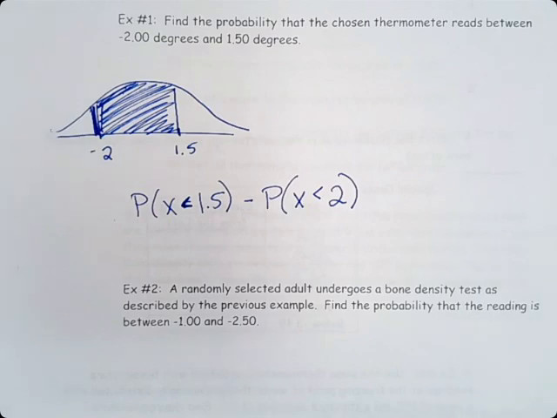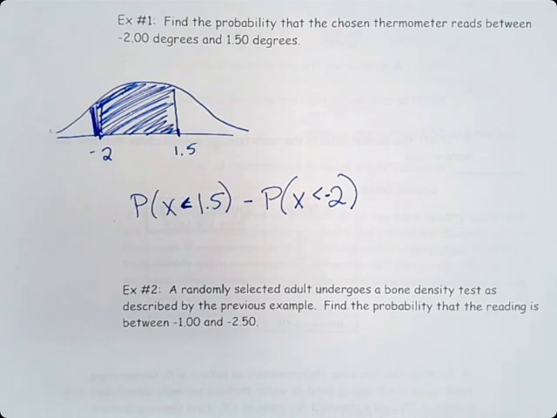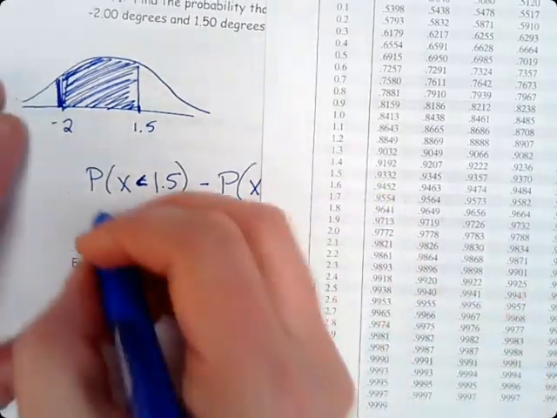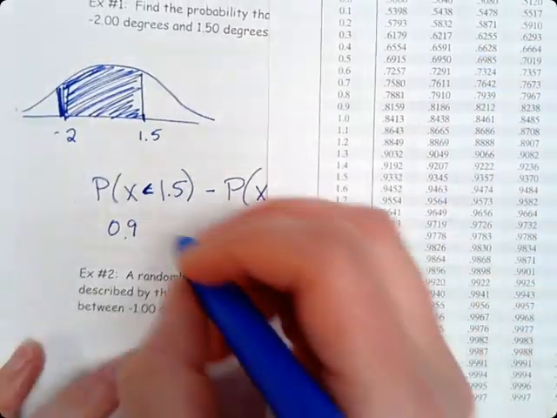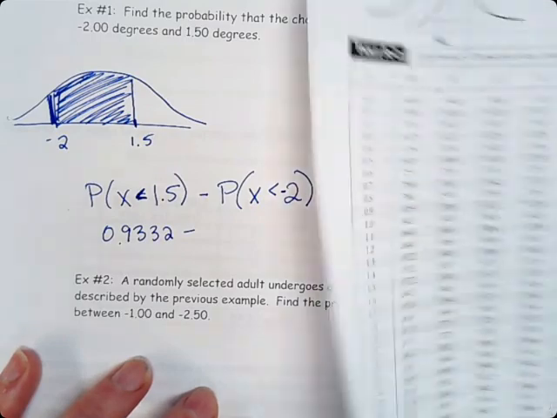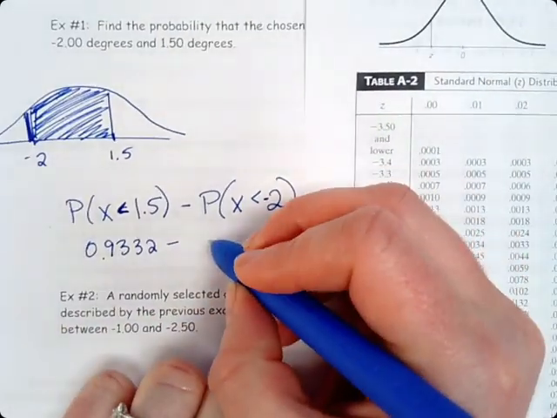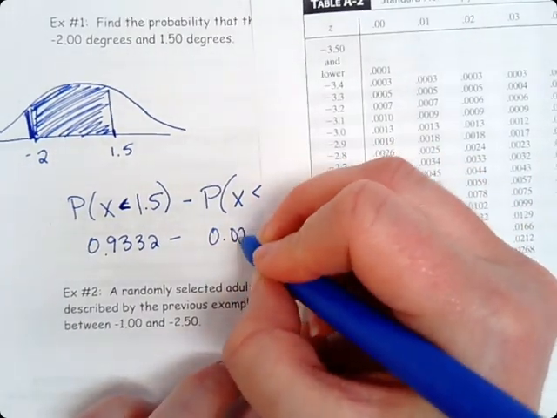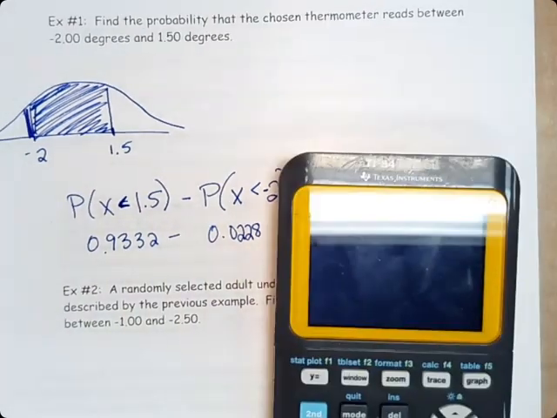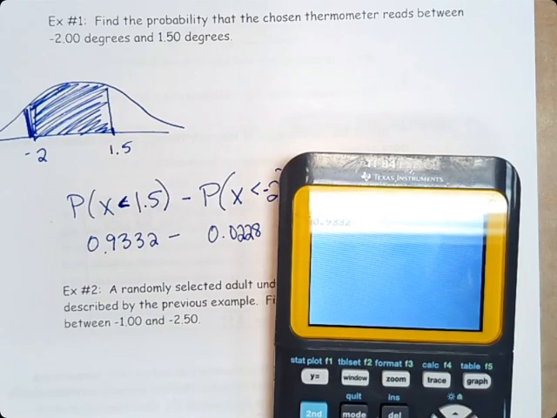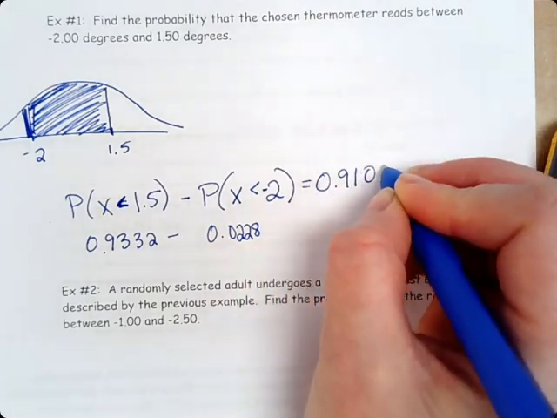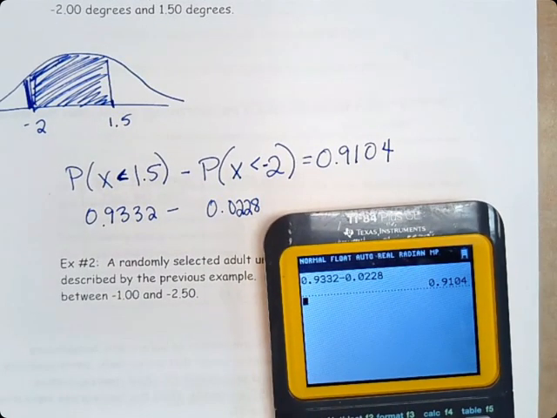We'll go to the 1.5. So this one is 0.9332. And then subtract the -2 from it. So 0.9332 minus 0.0228.